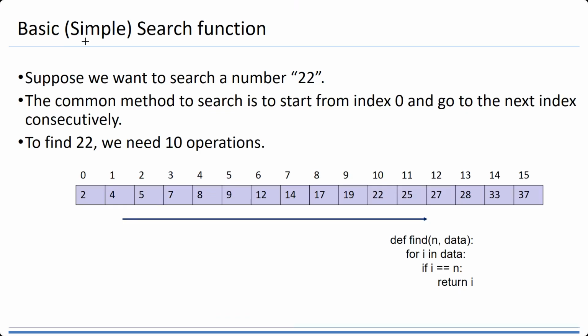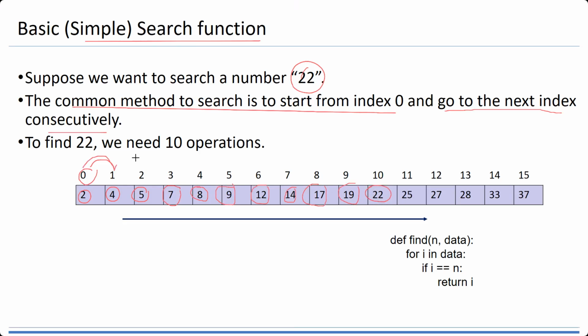In the simple search function, let's suppose we want to search for the number 22. The common method to search is to start from index 0 and go to the next index consecutively. So I have index 0, and then I want to check. Is there any 22? No. Okay, next. Is it 22? No. Let's check next. Is it 22? No. 22? No, no, no, no, no. Okay, this is 22. So this is the way to use the search function.